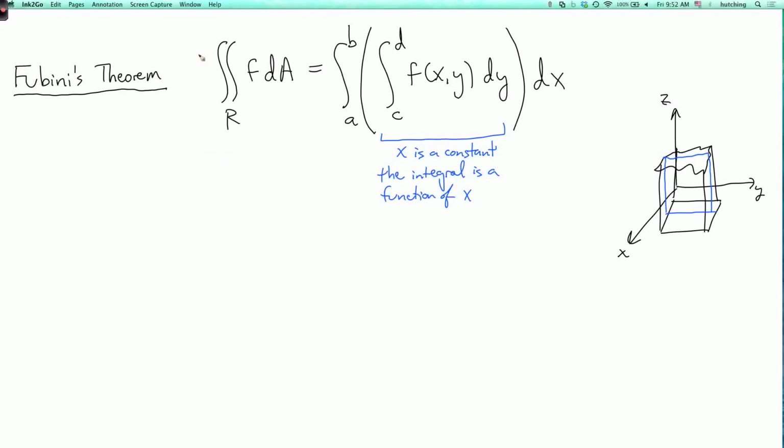So it's kind of like partial derivatives. Remember, when you take the partial derivative, you treat one variable as a constant and differentiate with respect to the other. And here in this inner integral, we're sort of doing the reverse of that. So we're treating x as a constant and integrating over y. And then we get a function of x and we integrate that over x.